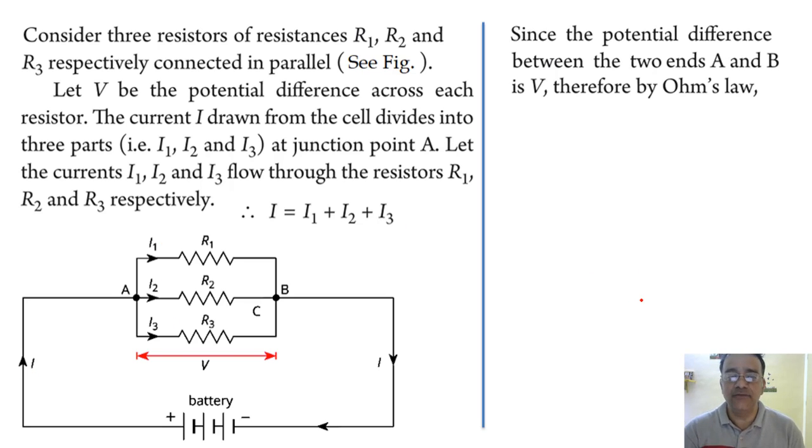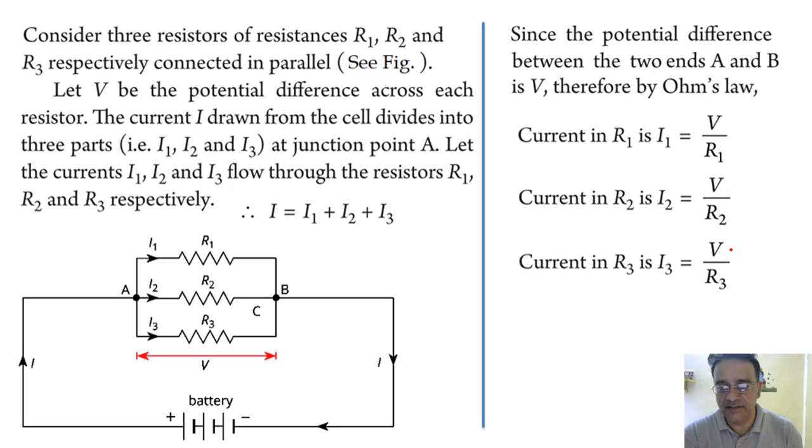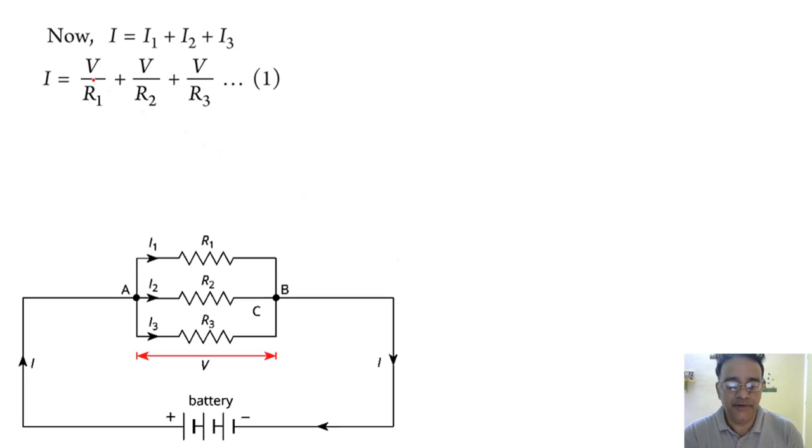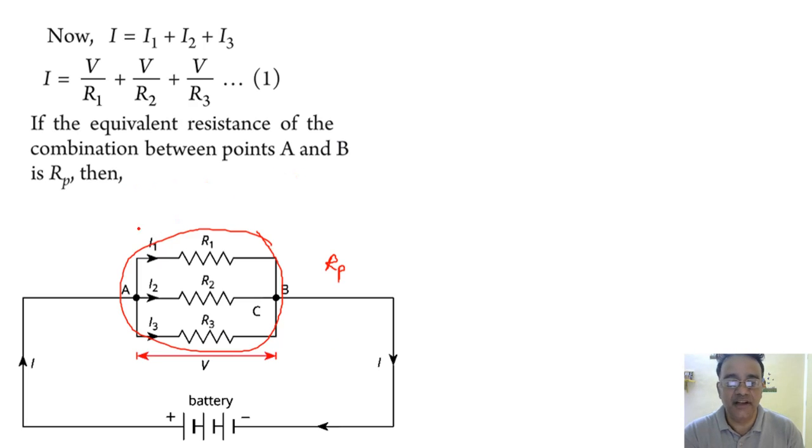So by Ohm's law, I1 will be equal to V by R1, the current flowing through R2, I2, is equal to V by R2, and I3 is V by R3. Now we'll substitute all these values in here. We will take V common. Suppose RP is the equivalent resistance of all these resistances. Then I will be V upon RP. If the equivalent resistance of the combination between A and B is RP, then I will be equal to V by RP. Then we will equate these equations.